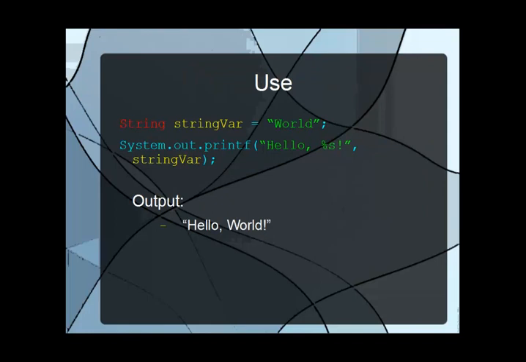This is an example of use of it. You have a string variable equals world, and then once you use the method as you see, you'll get that output.